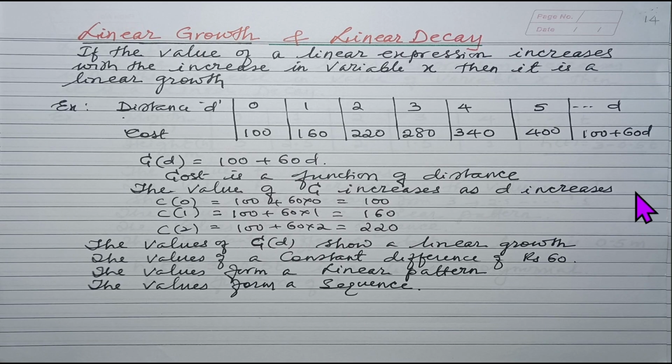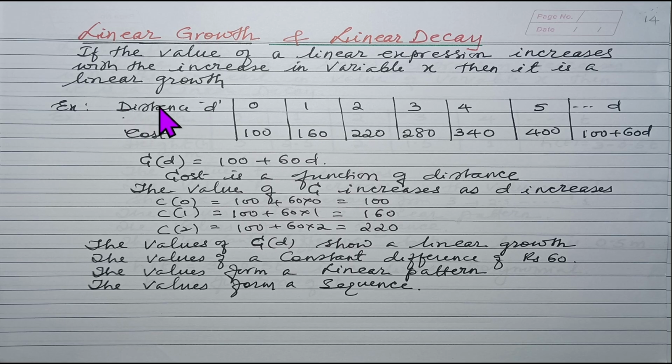Now having understood this, we have two very important linear patterns: linear growth and linear decay. Let us understand them one by one. If the values of a linear expression increase with the increase in the variable x, then it is a linear growth. That means if there is a linear relationship between two values, and if one value increases, the other value also increases, then it is a linear growth. Now let us take one example and understand this.